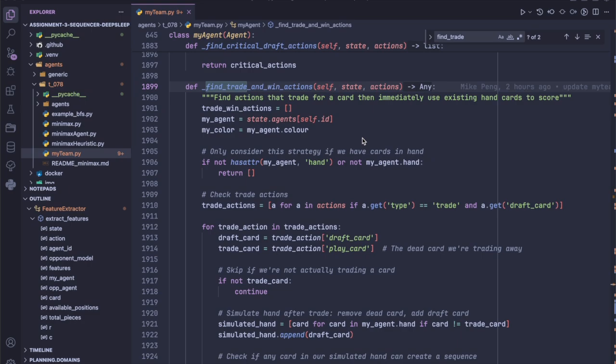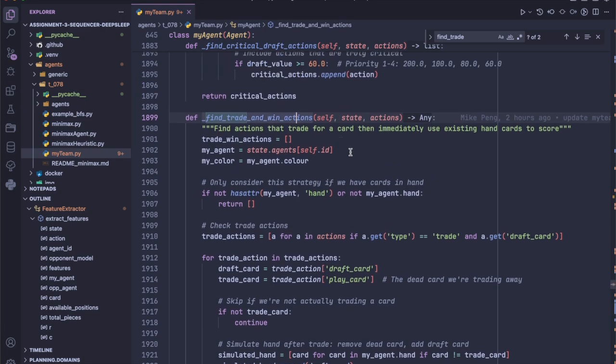After I downloaded and watched some game replays, we played against agents like 307 or 309, and I lost. I noticed something interesting: they sometimes made trade actions that led them to complete a sequence. So I realized that trading is also important here. Let's look at this function.